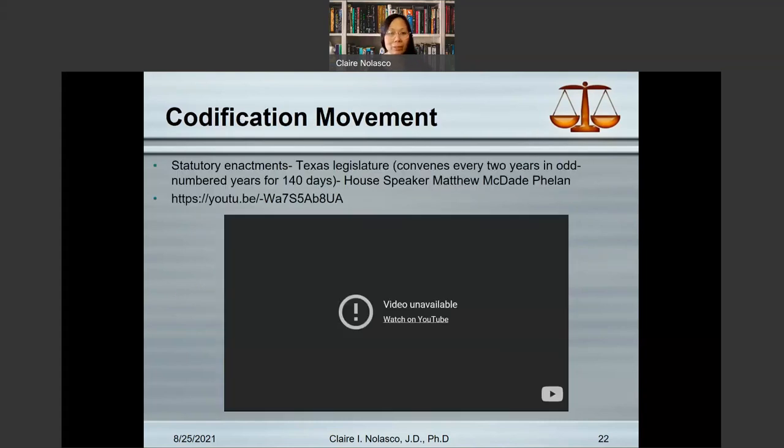So what exactly is the codification movement? The codification movement is basically the act of legislature in compiling all common laws and various statutes and rulings into one specific code. So the primary source of codes and statutes is the Texas legislature.